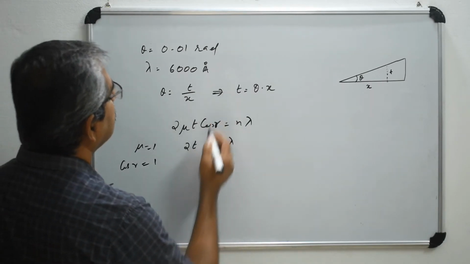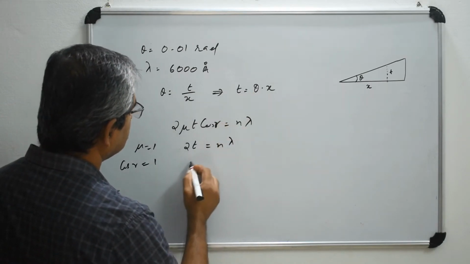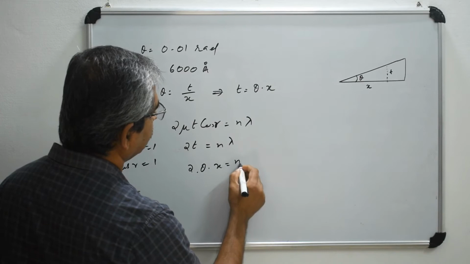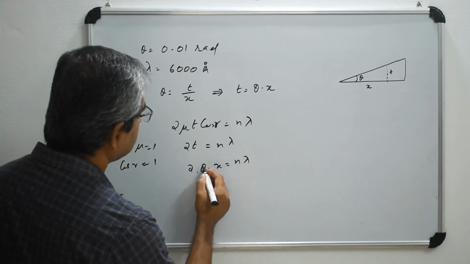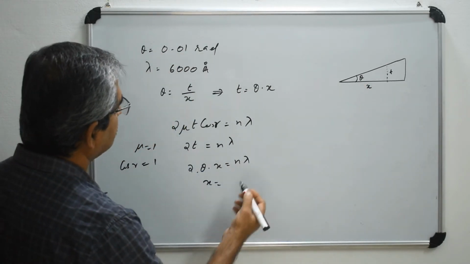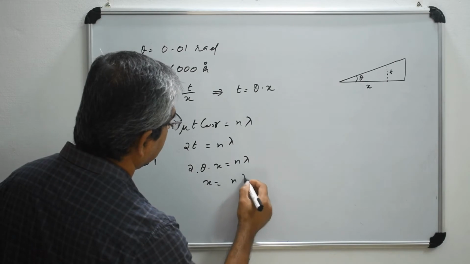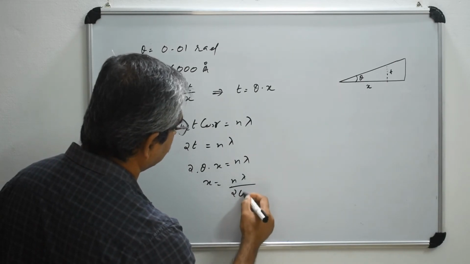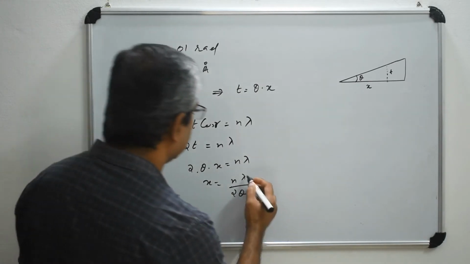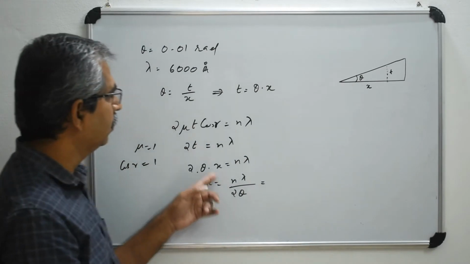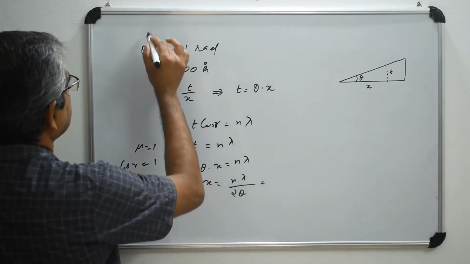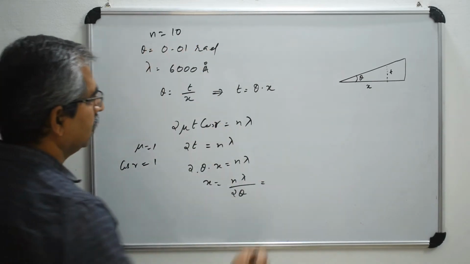Okay, and what is t? T is equal to theta into x. So you can write it as 2 into theta into x equal to n lambda. X is the distance. So x is equal to n lambda divided by 2 theta. You can put the values there. The question is where do you get the 10th fringe, that is n is equal to 10.